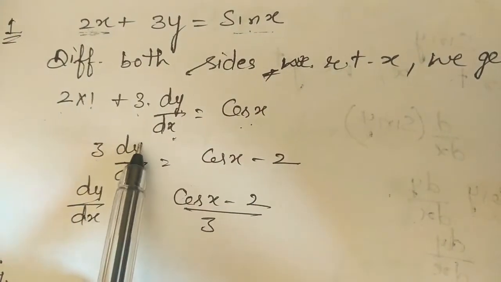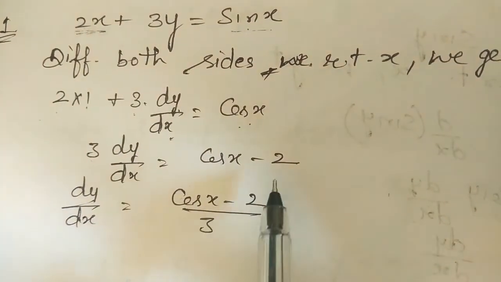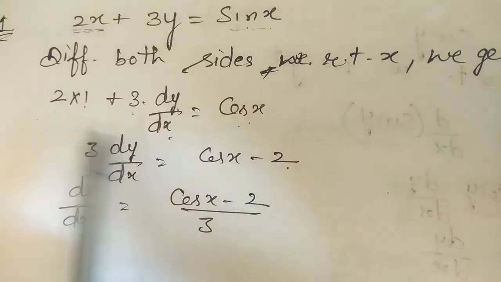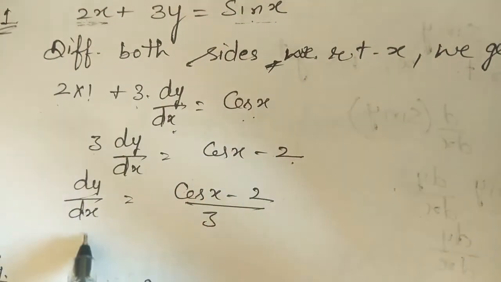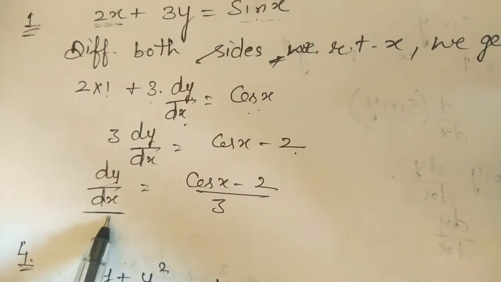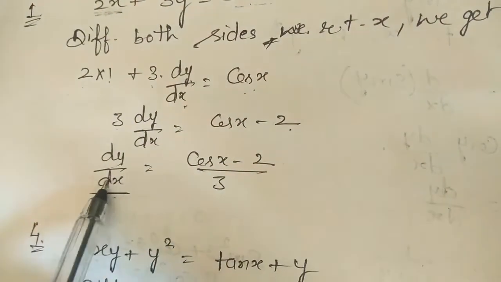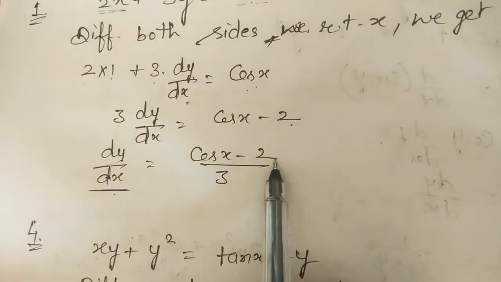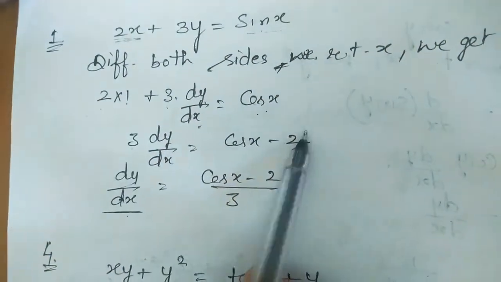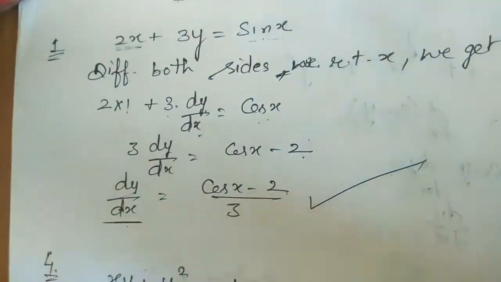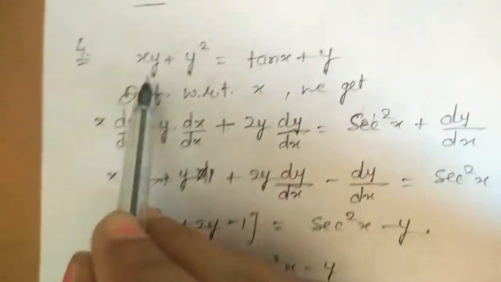Then 3 into dy by dx is equal to cos x minus 2. 2 we will take on the right hand side, because in this question we want to find dy by dx. So we will take dy by dx on one side and the rest on the other side. Firstly 2 will go there and then 3 will divide. So this is the answer.